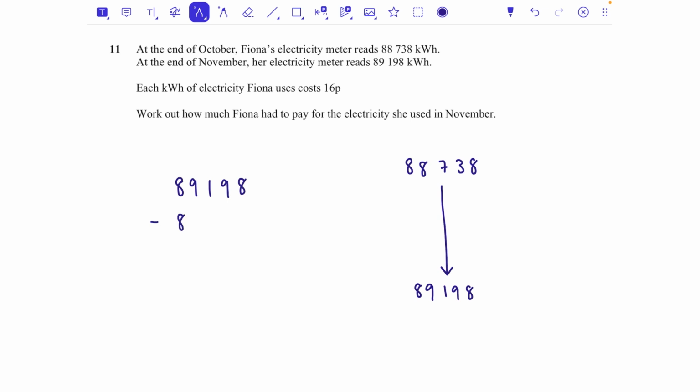89,198 take away 88,738. Now if there is more on the floor, you borrow from next door, but we can do that. 8 take 8 is fine. 8 take 8 is 0. 9 take 3 is 6.